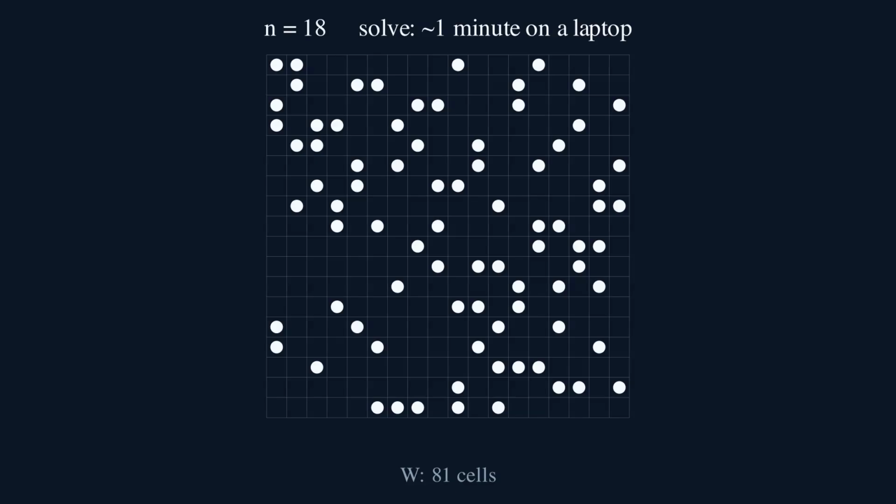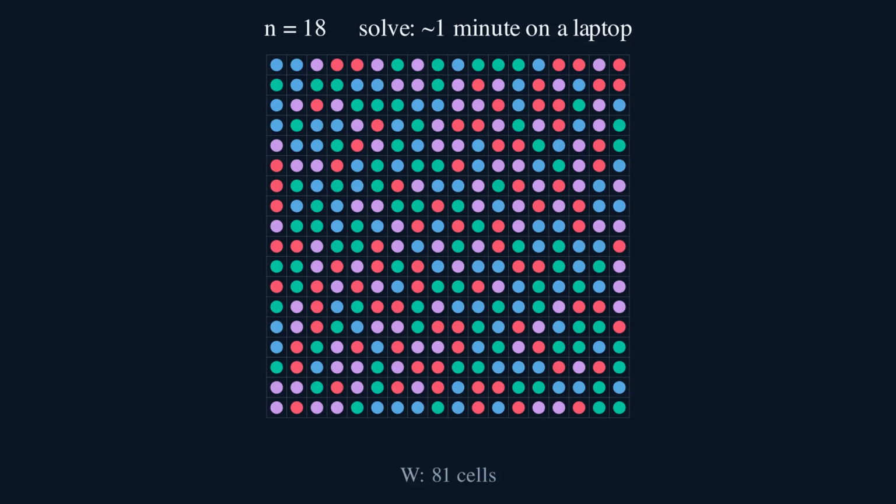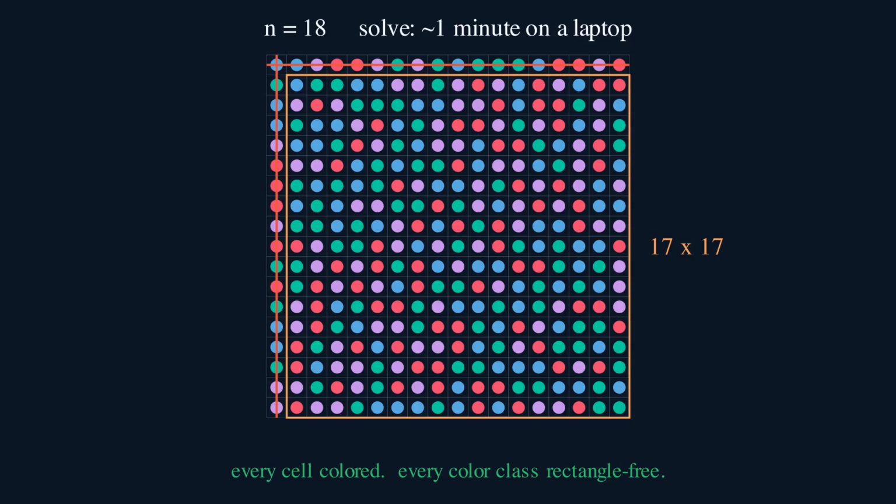In about a minute, the solver returned a valid W. Here it is, 81 cells scattered across the 18 by 18 grid. Now rotate the set 90 degrees. Every cell lands somewhere new, and we paint those cells the second color. Rotate again for the third, once more for the fourth. Every cell of the board now carries exactly 1 color. And because rotation preserves rectangles, the rectangle-free property of W passes to every color class. Peel off any row and any column, and you have a rectangle-free 4-coloring of a 17 by 17 grid.